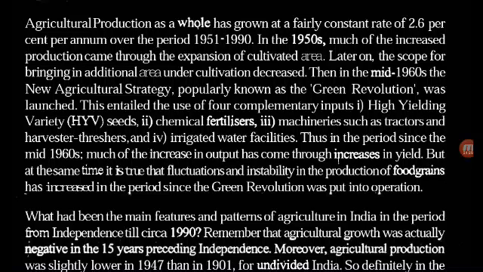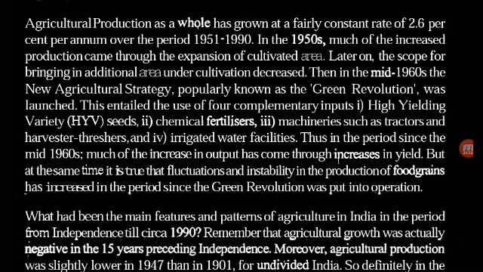This entailed the use of four complementary inputs. Number one, high yielding variety (HYV) seeds. Second, chemical fertilizers. Third, machineries such as tractors and harvester threshers. And fourth, irrigation water facilities.